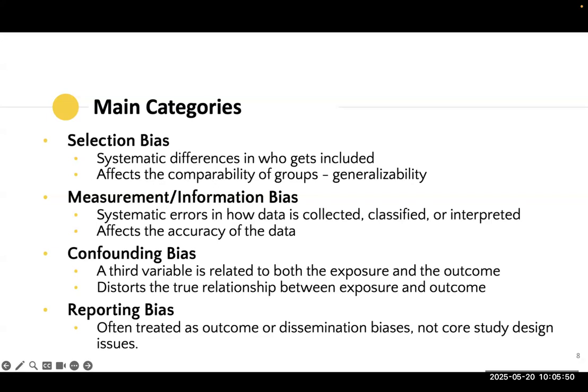Then there's confounding bias. That's a third variable that is related to both the exposure and the outcome that distorts the relationship between the exposure and the outcome. And we will look at that closely. We also have a smaller bucket here called reporting bias. And it's often treated as the outcome or how results are disseminated, but they don't consider it a core study design issue.